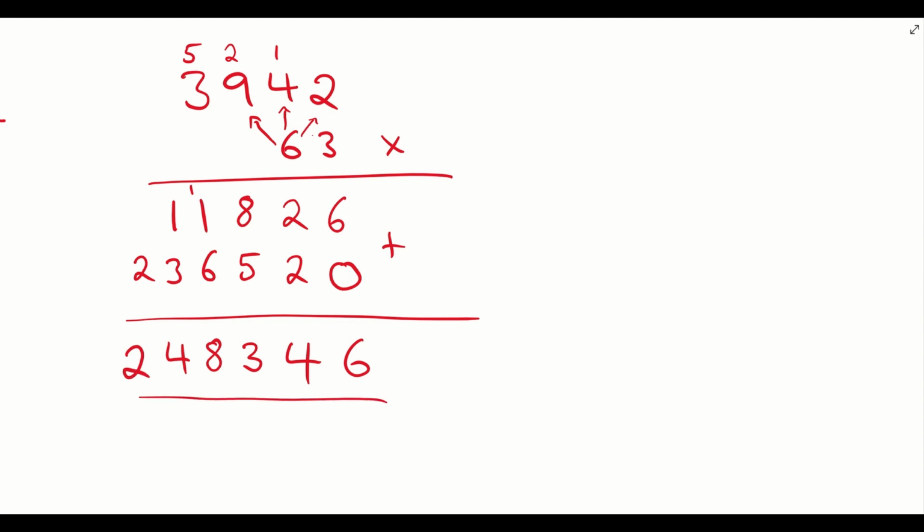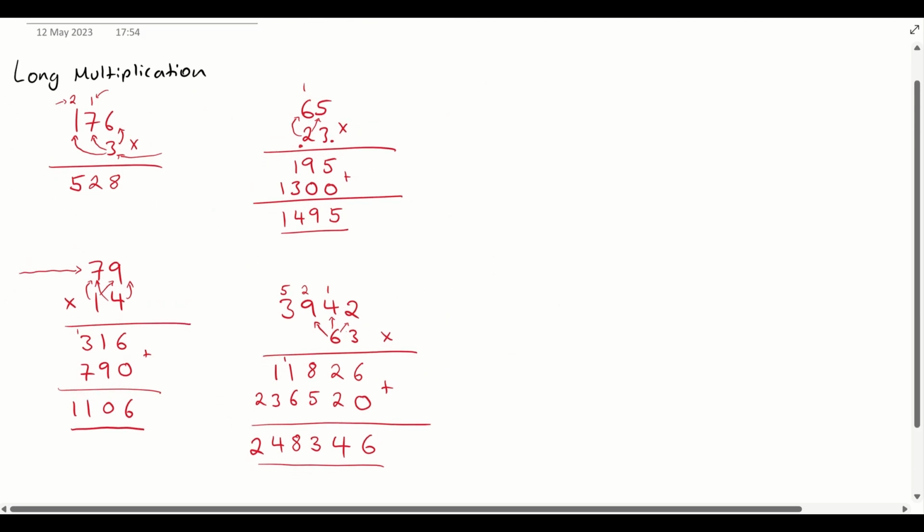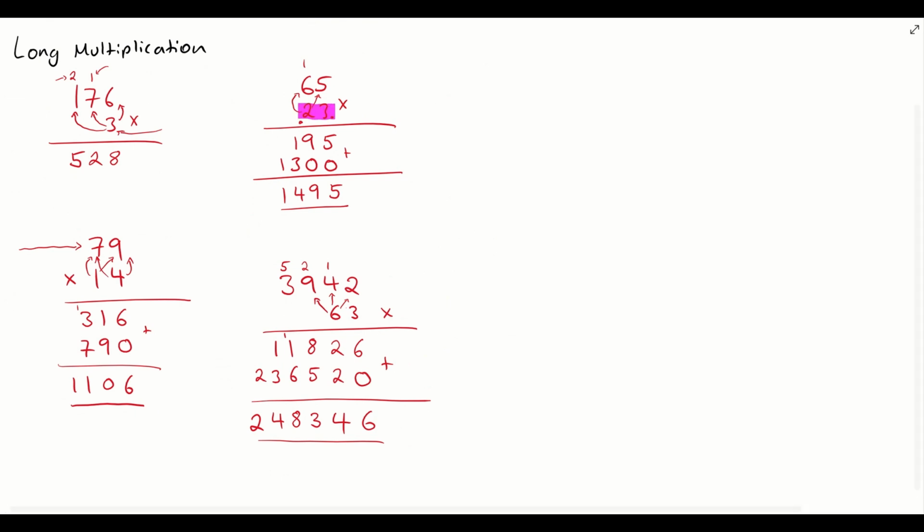So 3,942 multiplied by 63 gives us, what's that? 248,346. So that's extending our understanding of long multiplication into situations where we have more than one digit on the bottom here. Okay?